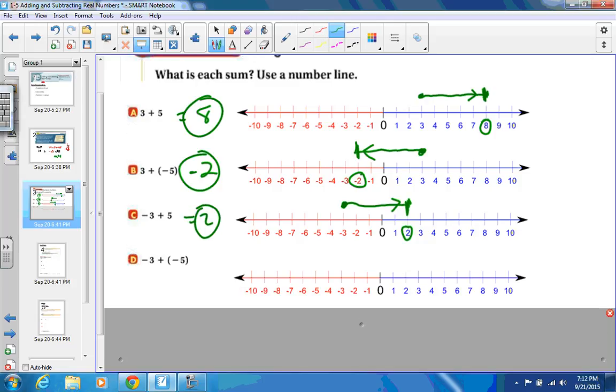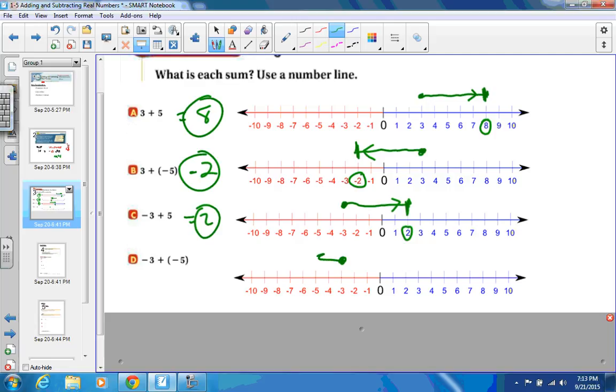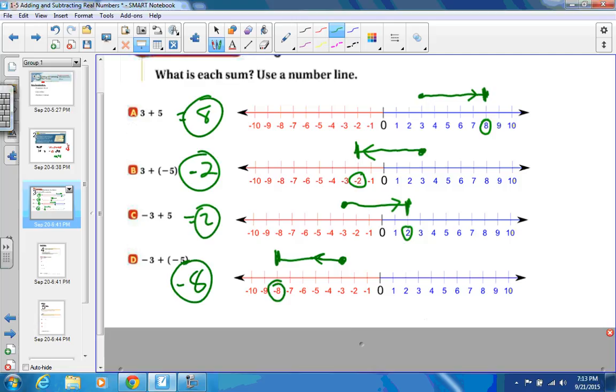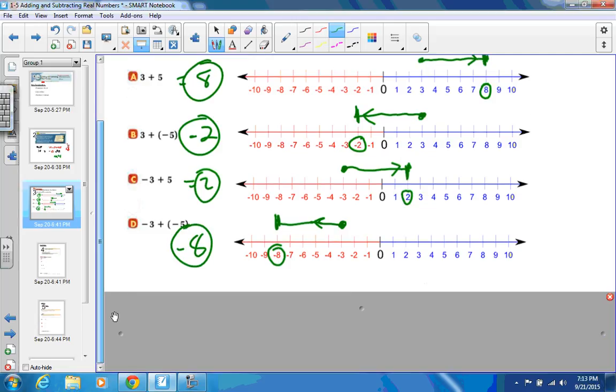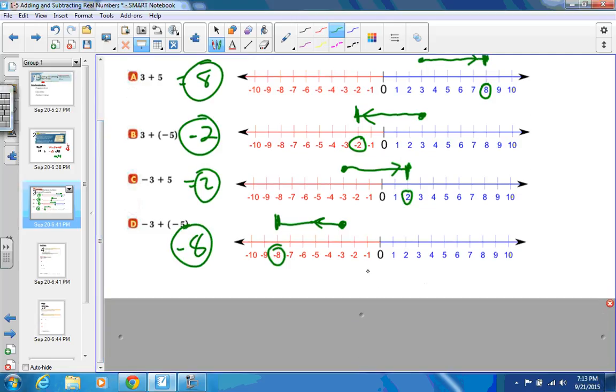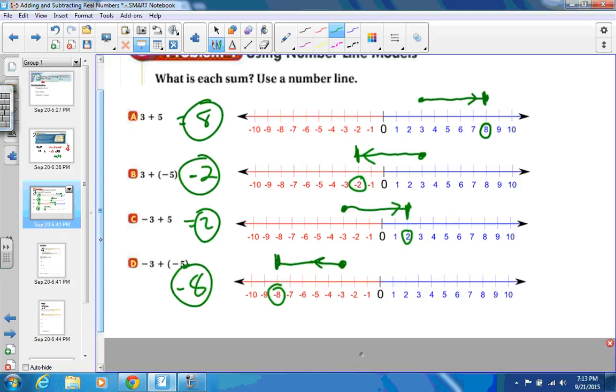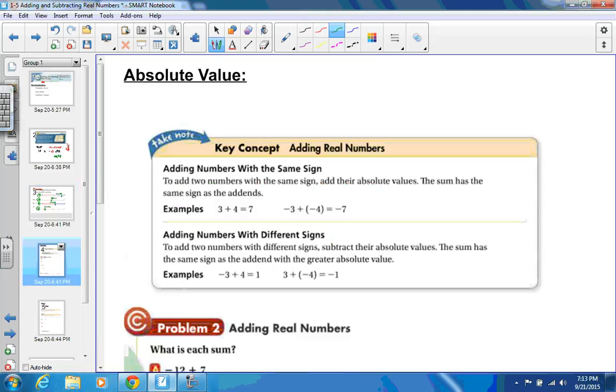Okay, and then we've got one more. Negative 3. So we're starting at negative 3 again, plus a negative 5. That means we're going that direction 5. So 1, 2, 3, 4, 5. Stop it right there. Answer is negative 8. Alrighty, so that's method 1. You can use a number line. No shame in that. Oftentimes when I'm doing stuff in my head, I picture a number line in my head. Alright, so number line is the first method.